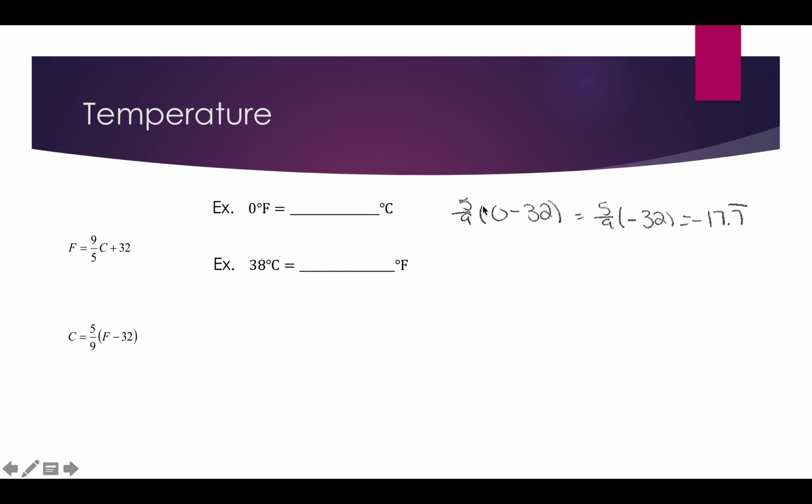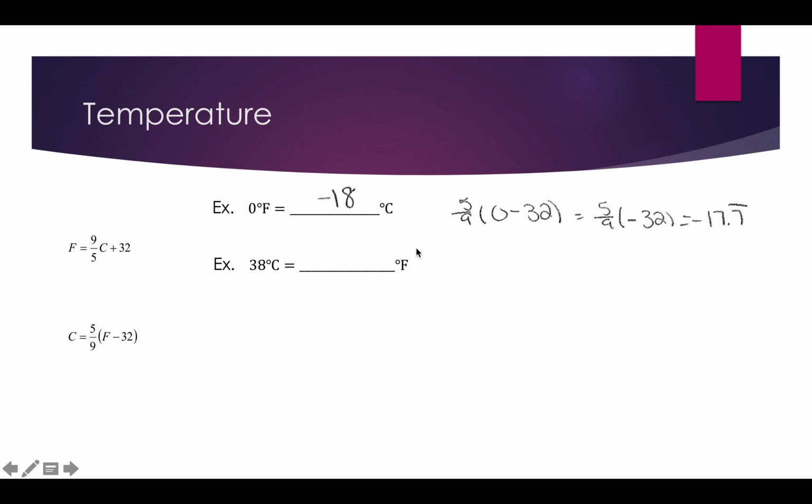I am going to follow my order of operations and do what's inside the parentheses first. 0 minus 32 gives me this -32. Multiply that by 5/9, and I get a nasty decimal. And the directions I'm going to have are I'm going to round to the nearest degree. So -17.777 is going to round to -18.